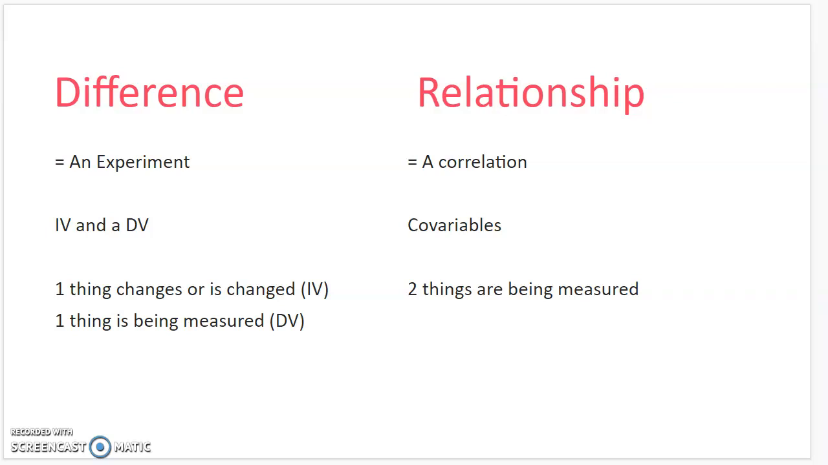A test of relationship means the scenario that you're looking at is a correlation. So that means you've got covariables. Nothing is being manipulated or changed. 2 things are being measured. So for example, height and weight.